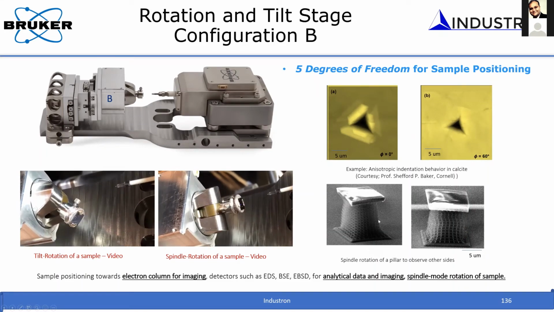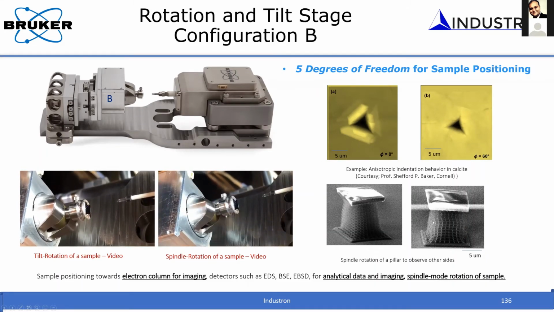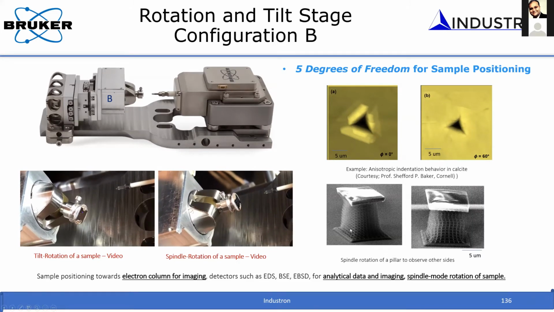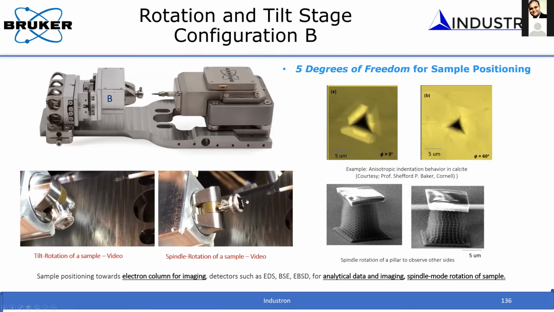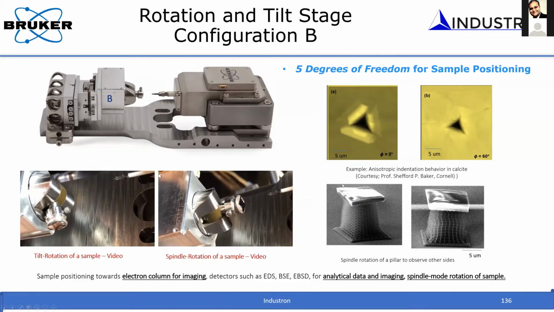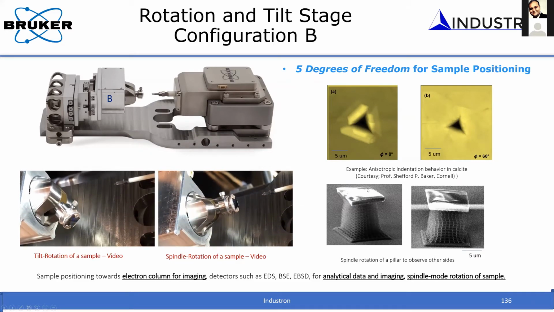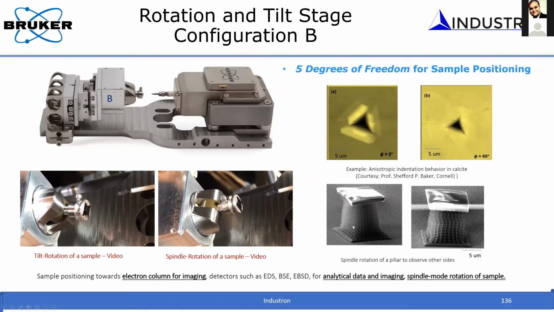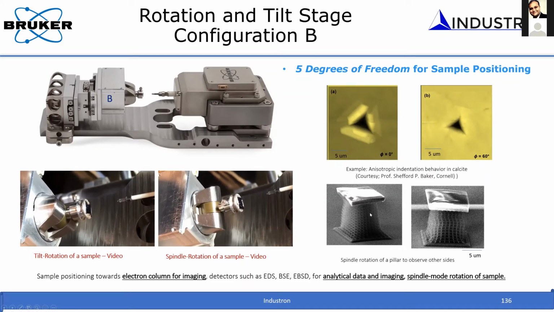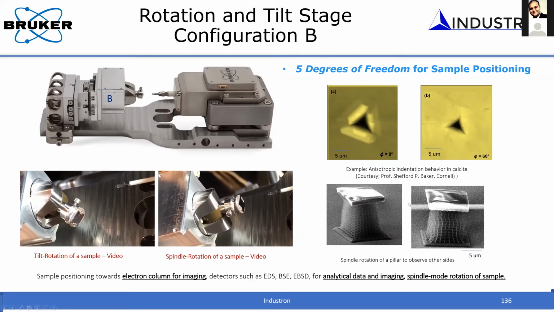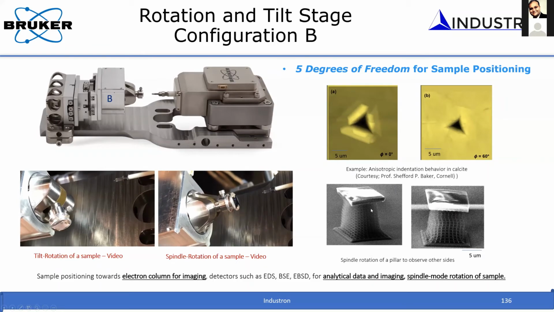Another possibility is when you do experiments on pillars, you also always look at one particular view. You won't see the backside of it. With this rotary stage, you can rotate and see the deformation at different orientations. That is also very useful.